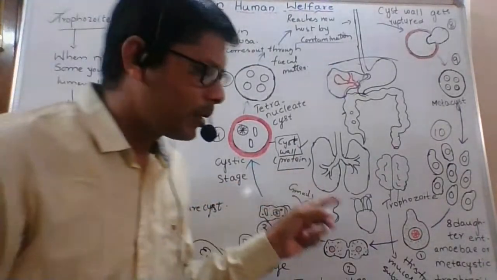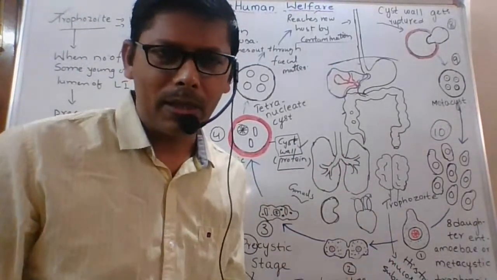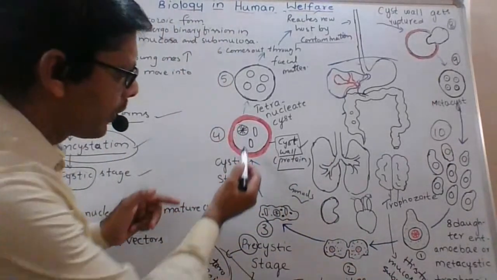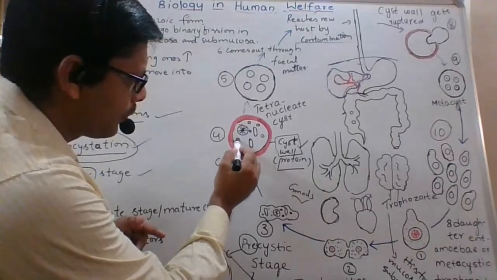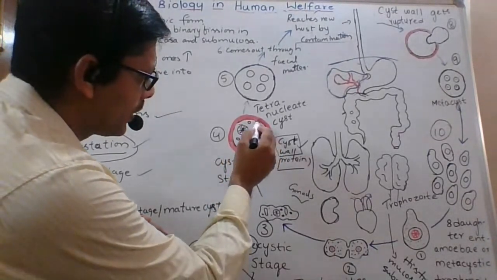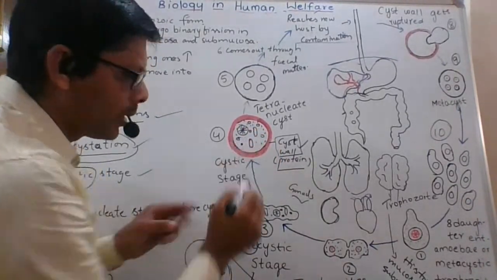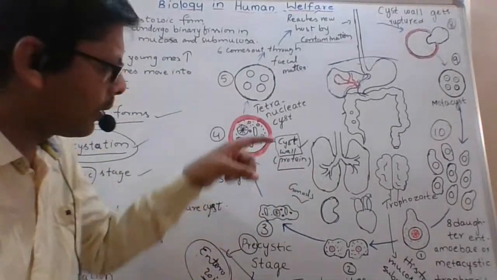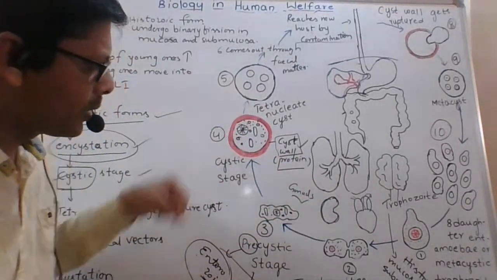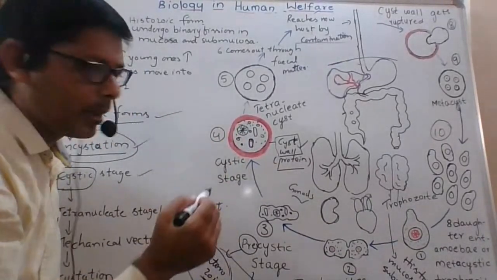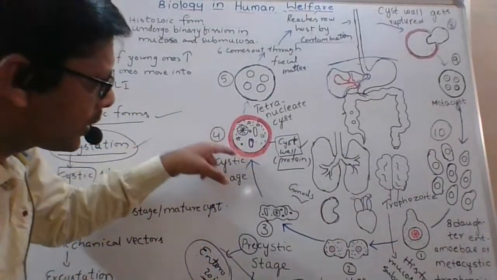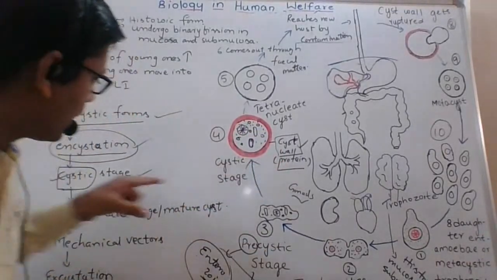The cystic stage is also the same as the pre-cystic stage, here also reserve food is present. Glycogen granules are present, and the cytoplasm is present here. The cytoplasm is spherical, round in shape, and these are the chromatin parts. Chromatin.